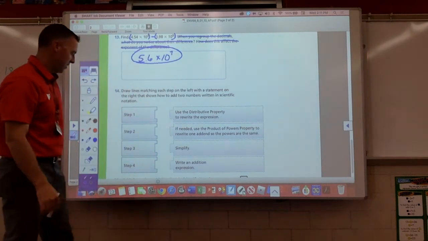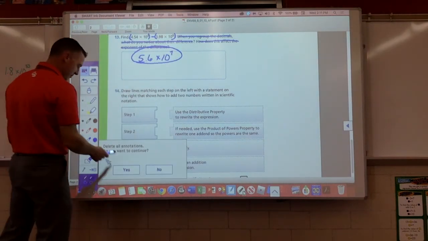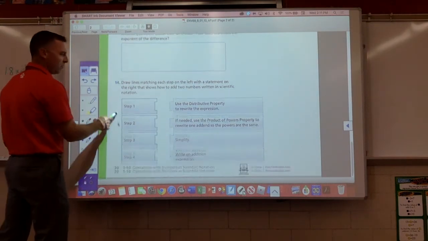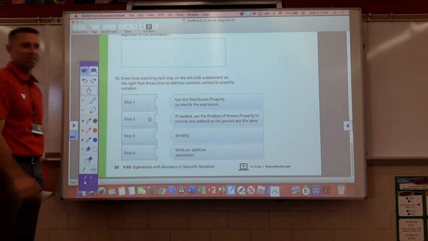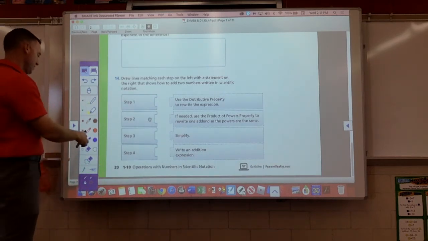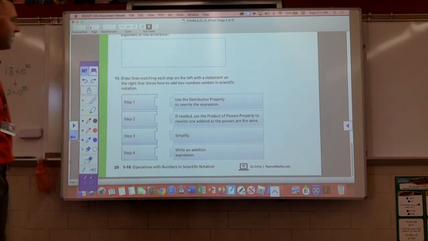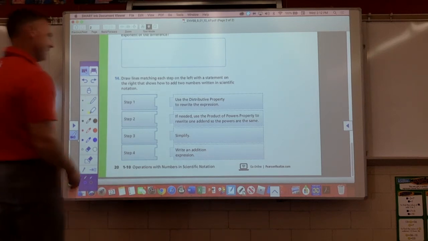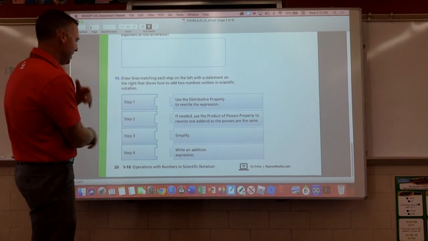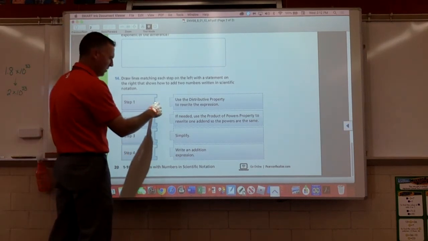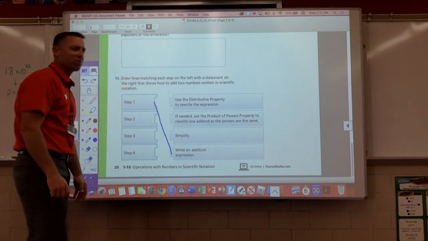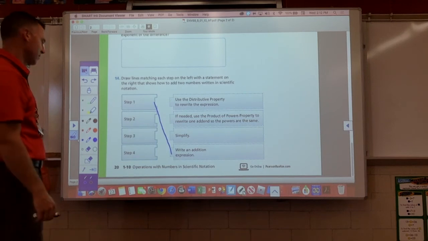There you go. Now we get to draw some lines. I don't think we're going to draw lines. Do you think? Oh, yeah, we can do lines. Step 1. Draw lines matching each step on the left with a statement on the right that shows how to add 2 numbers written in scientific notation. Step 1. Oh, we don't need to do this, do we? No. We could, though. Okay, we're going to write an addition expression. Yeah. That's what we're going to do.